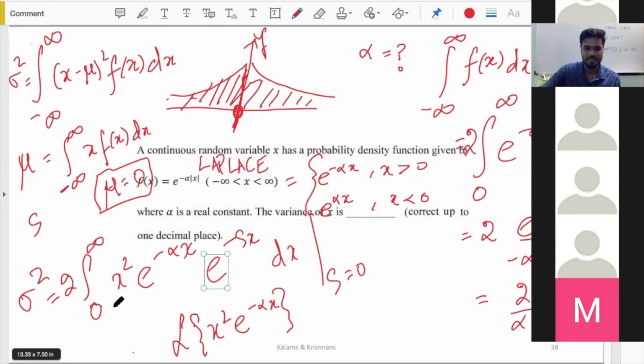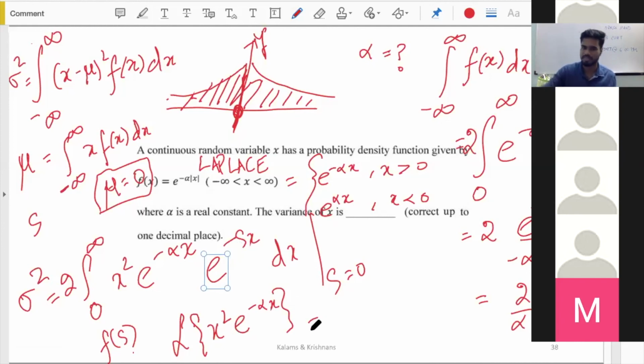Okay, so now this Laplace transform is a function of s. Evaluate it at s is 0. We make up for the additional thing that we introduced, so we make that vanish. Okay. So what is the Laplace transform of x square e power minus ax?